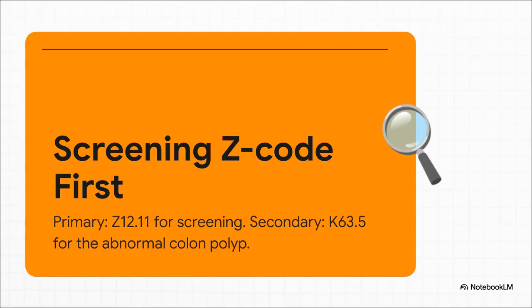So, looking at the exact alphanumeric codes proves this point perfectly. Your primary diagnosis must be Z12.11 for the screening encounter. Only then do you add the secondary diagnosis, K63.5, for the abnormal finding of the colon polyp. The Z code essentially anchors the original intent of the encounter.